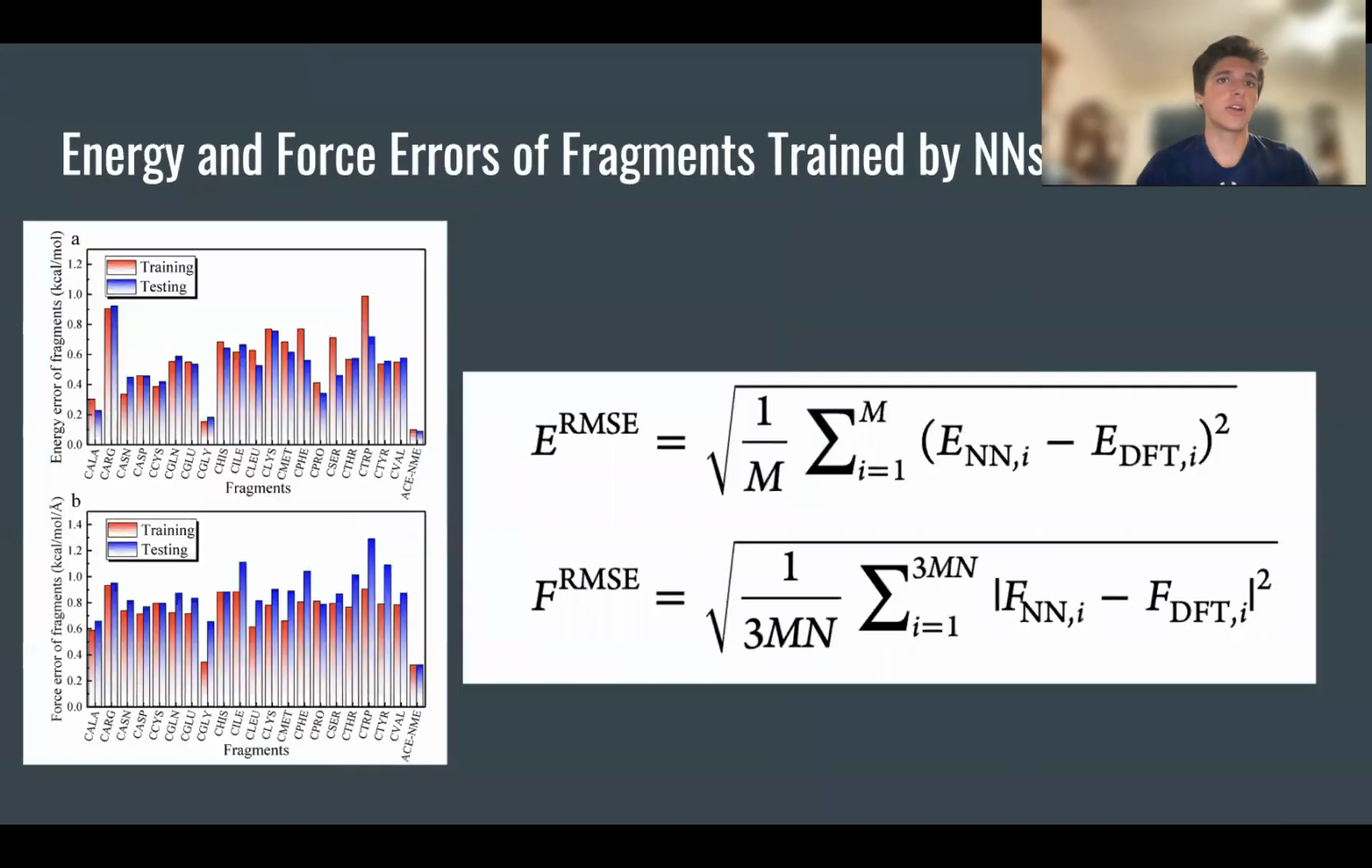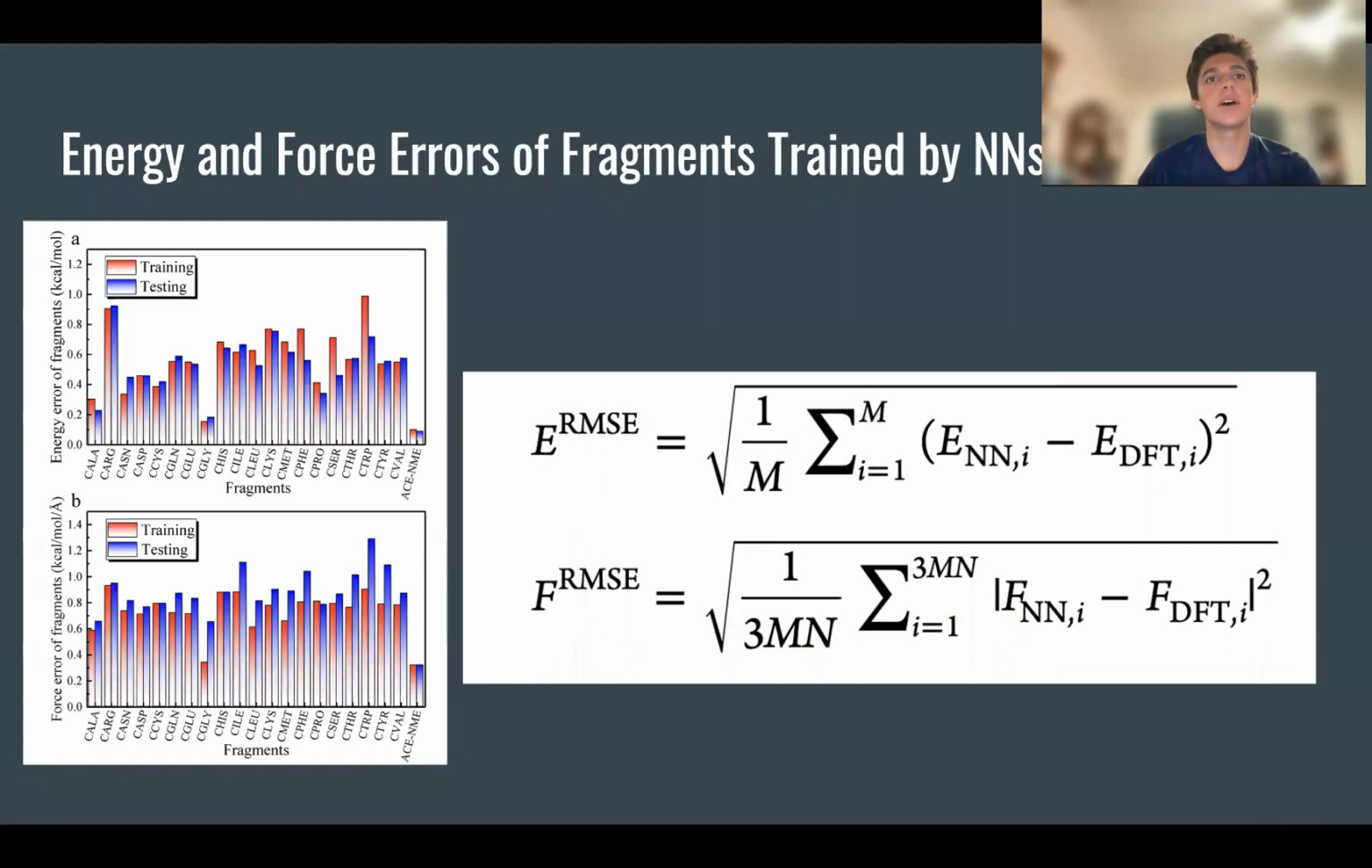Next, root mean squared error was calculated for the total energies and atomic forces of the 21 fragments with respect to calculations made using density functional theory, indicated by the DFT here, using these formulas. M here is the number of conformations and N is the number of atoms. The RMSEs of fragment energies in both training and testing sets never exceeded 1 kilocalorie per mole. CTRP had the largest RMSE in the training data sets, which is 0.98 kilocalories per mole.